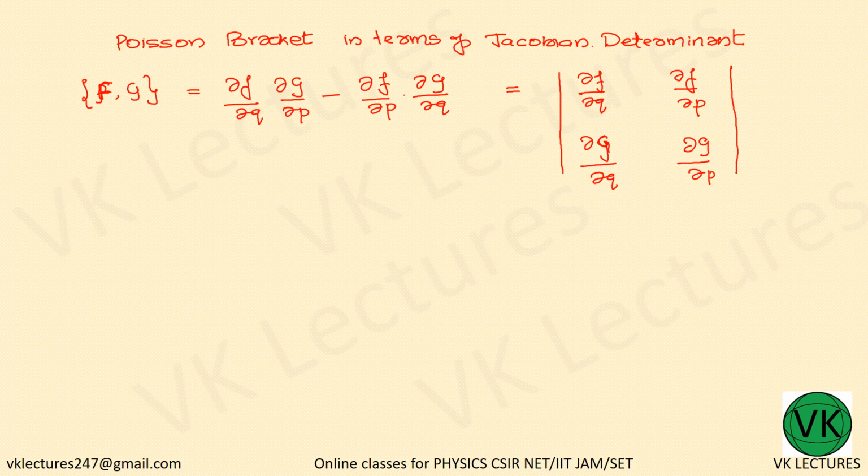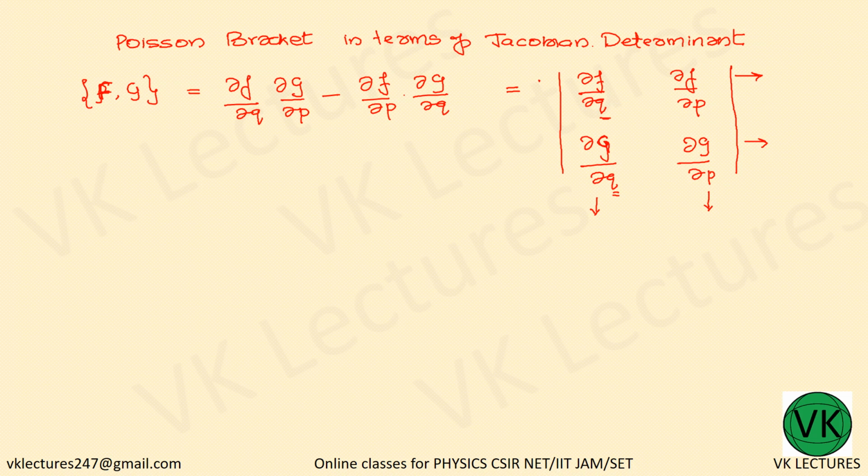The numerator should have the same function along the rows, and down the column you have the same variable, dou q remains the same, or dou p. So that means the denominator is the same in the column and the numerator is the same in the rows.